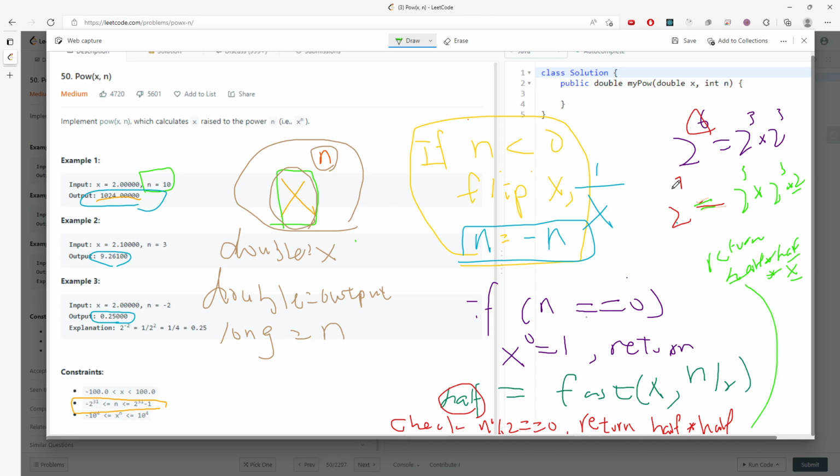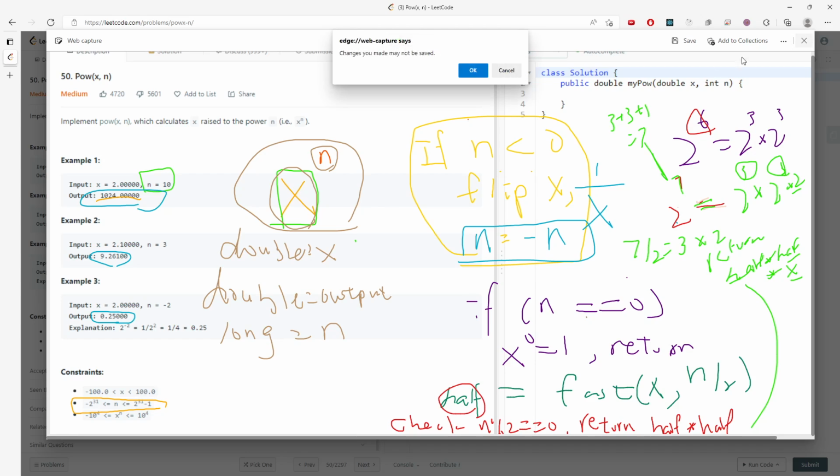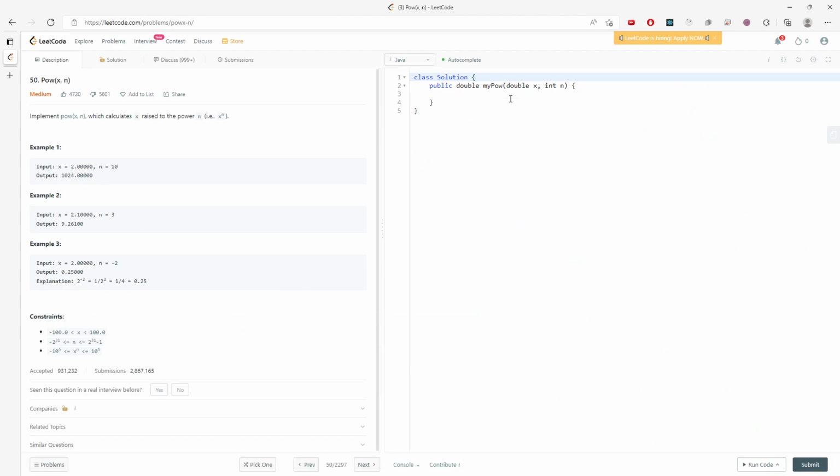So for the 7 divided by 2, what? Which is 3, right? So we already know this is half, and then we just have to say times another base number. So 3 plus 3 plus 1, this is 7, right? So this is matched. Alright, too much talking, so let's start coding. So I will have to make sure I store the value for the little n to big N.